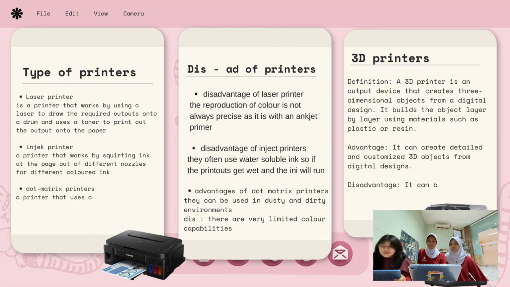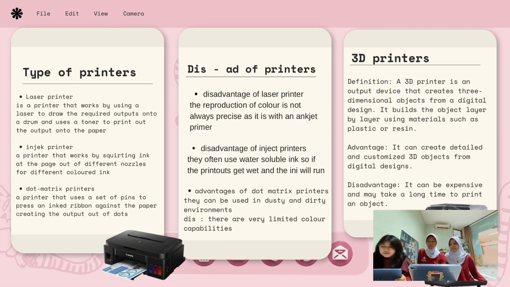Types of printers. There are laser printers. A laser printer is a printer that works by using a laser to draw the required output onto a drum and uses toner to print the output onto the paper. And there is the inkjet printer, a printer that works by squirting ink at the page out of different nozzles for different colored ink. And third, dot matrix printers, printers that use a set of pins to press an ink ribbon against the paper, creating the output out of dots.